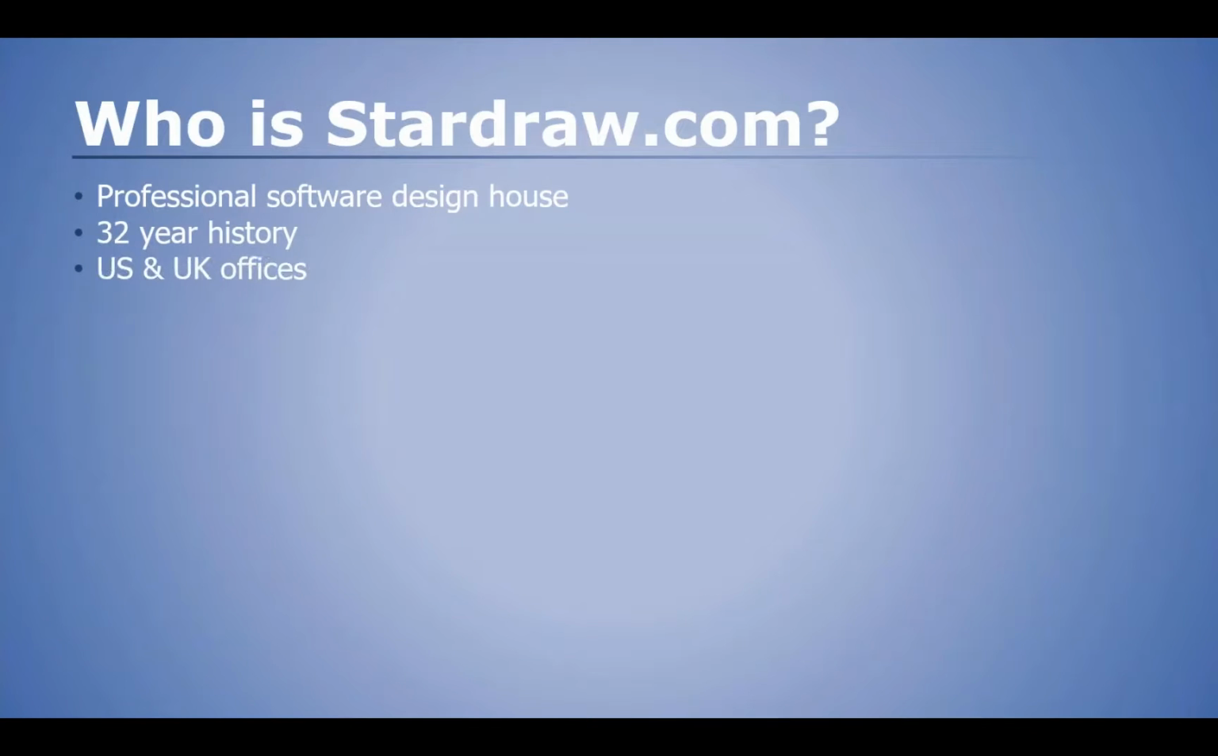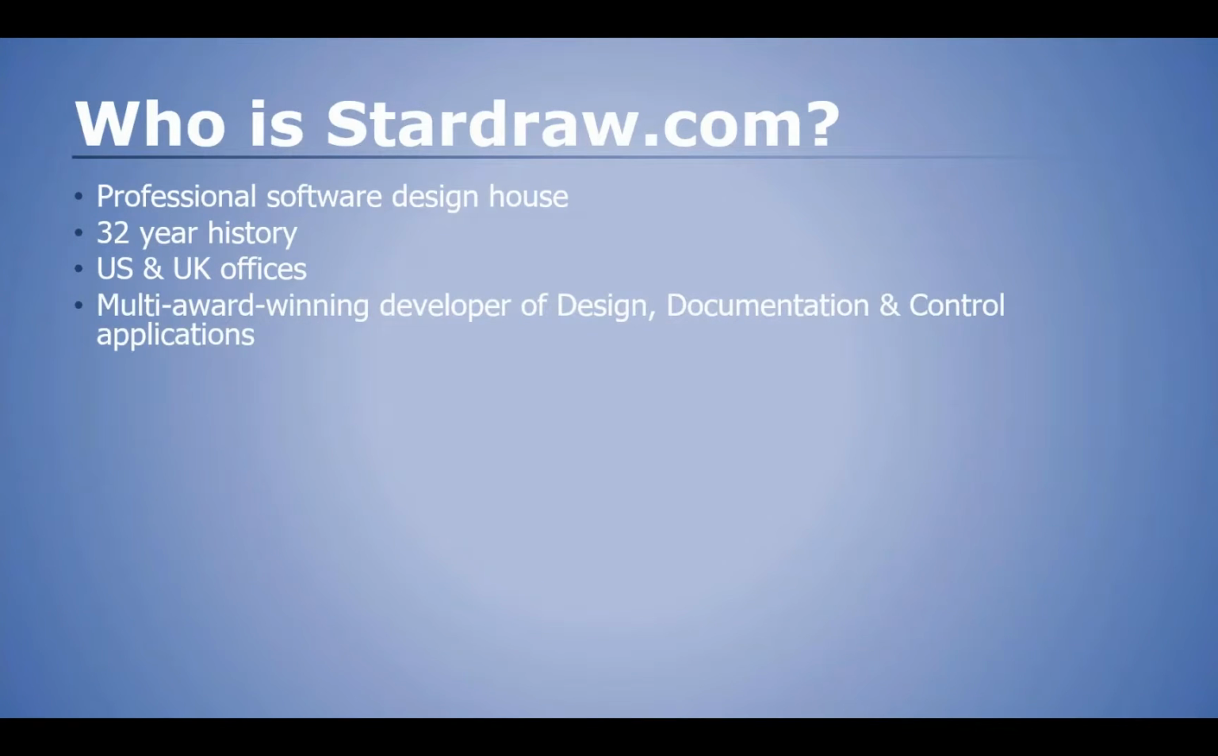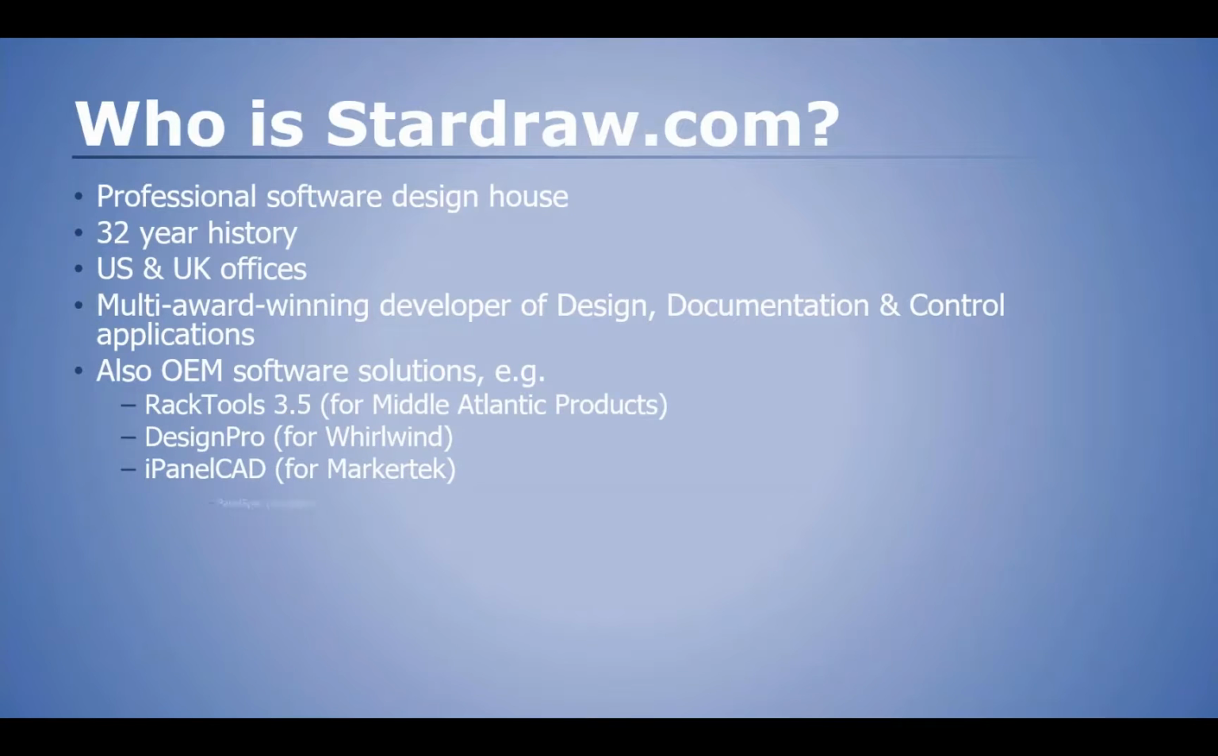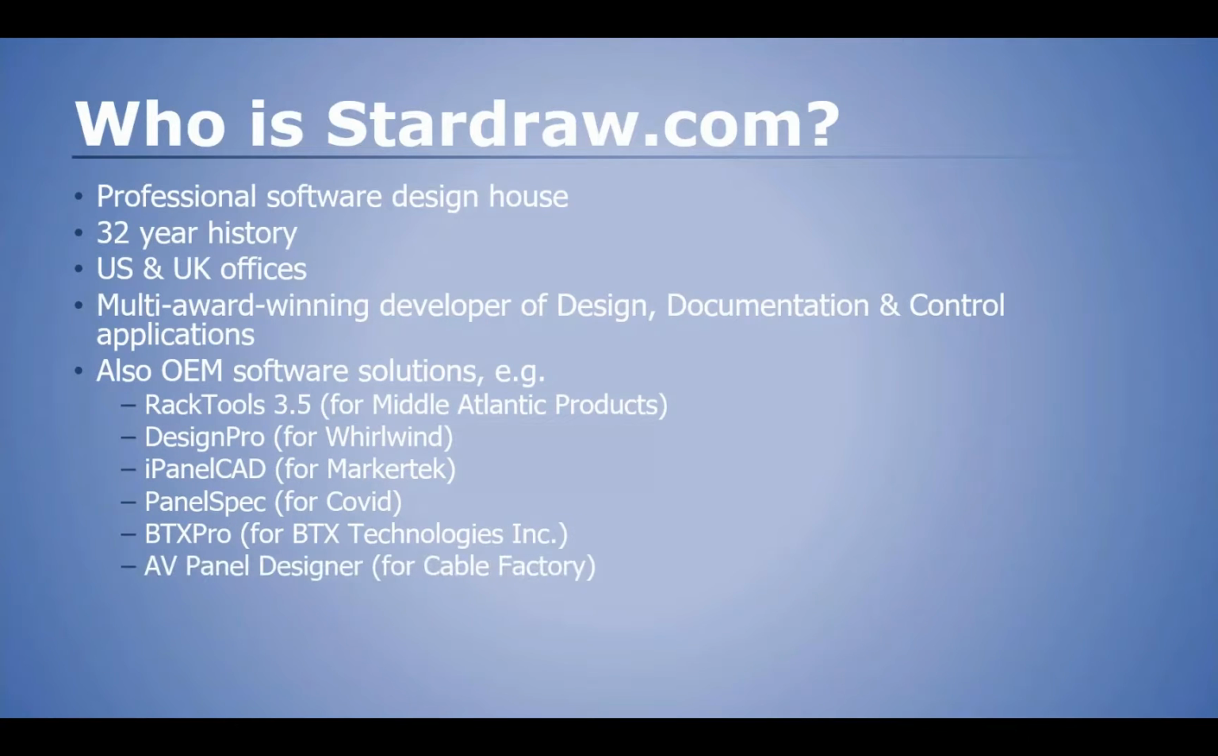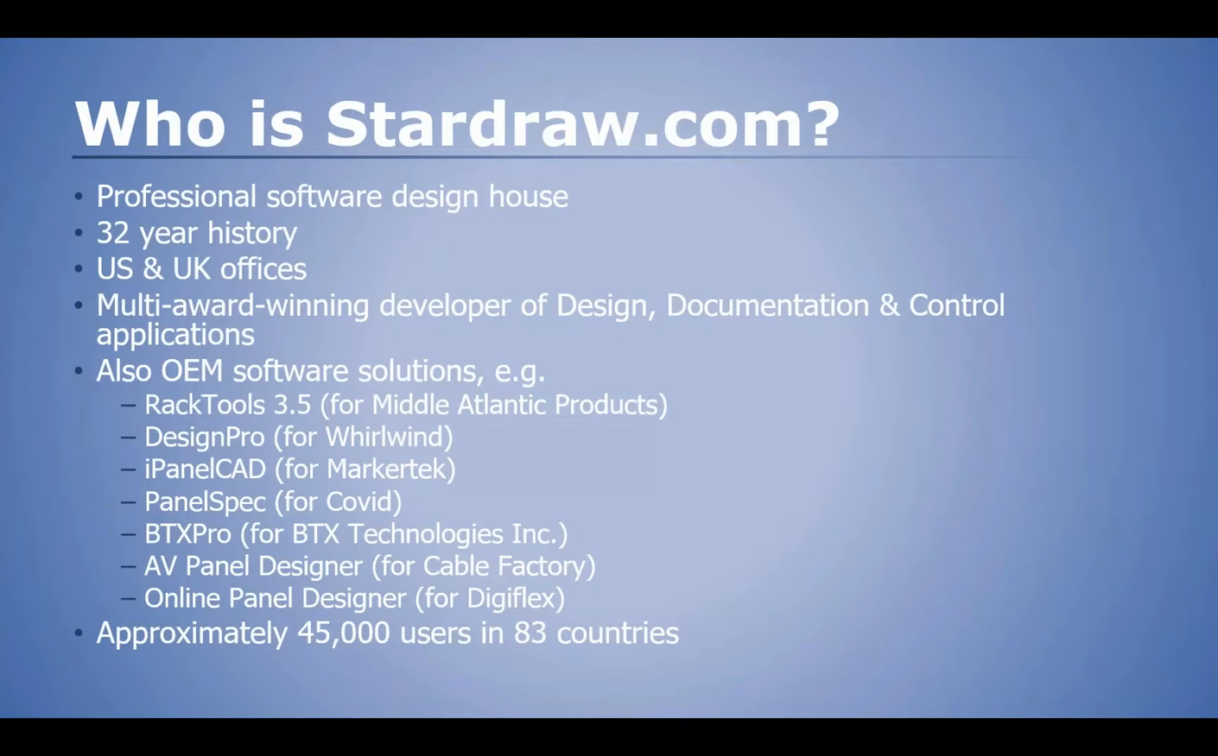The first of those being, well, who is Stardraw.com? Well, we are a software company. Software is all that we do and all that we have done since 1992. We have offices in the US and the UK, and we're known as the developer of system design and documentation software, as well as system control applications. What you may not know about us is that we also carry out custom software development for corporate clients. So if you used RackTools 3.5 or any of those other applications, they are all built on top of a Stardraw engine. And including our OEMs, we have around about 45,000 users in 83 countries worldwide.